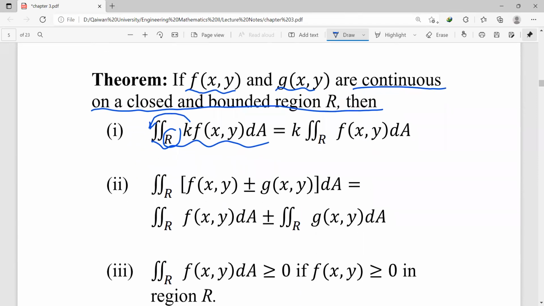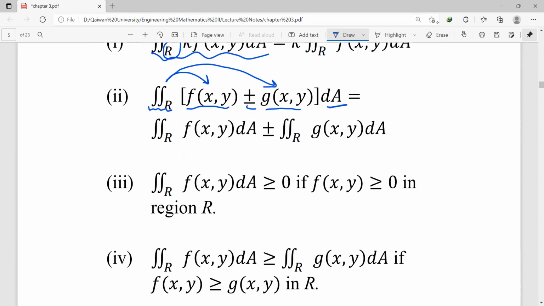And here we say the double integration over the region R for f of xy plus or minus g of xy dA equals the double integration for the first function plus or minus the double integration for the second function. That means you can take the double integration for each term, or each function, separately. It equals the double integration of f of xy and the double integration of g of xy over the region R.